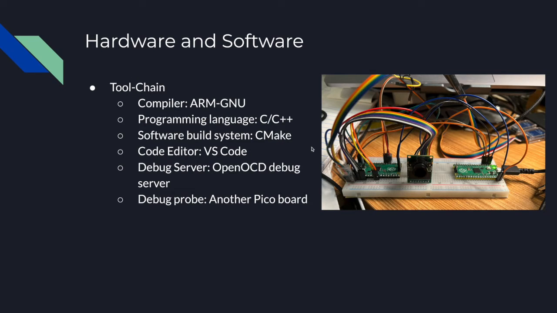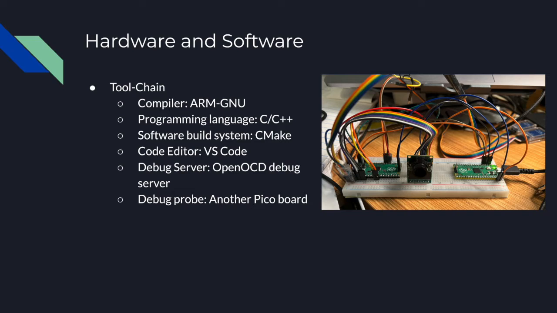The toolchain for this project includes the ARM GNU compiler, with C and C++ as the programming languages. The software build system is CMake, and the code editor I chose is VS Code. The debugger server is the OpenOCD debugger server integrated in VS Code. The debugging probe right here is another Pico board.